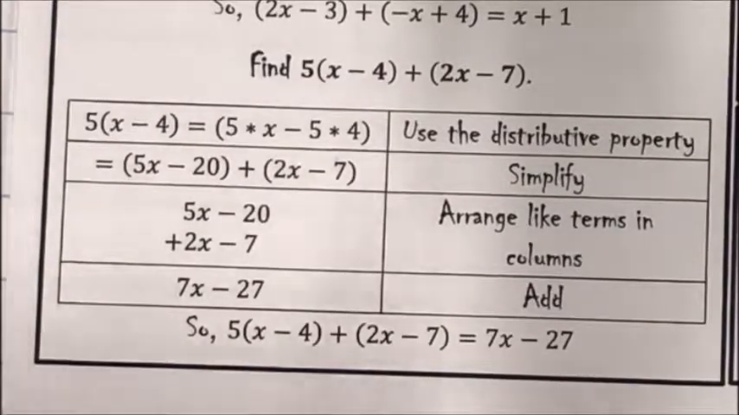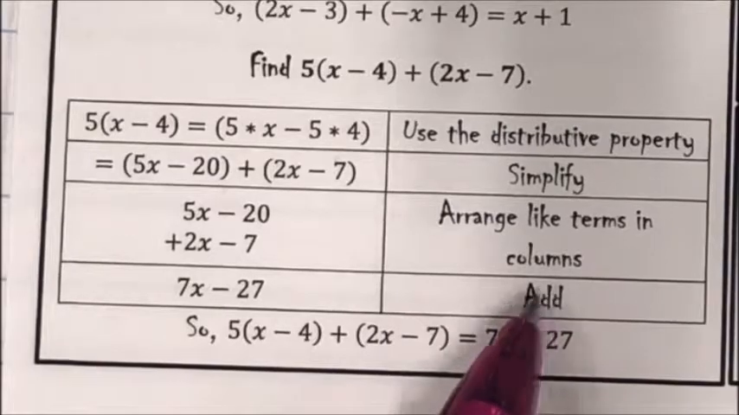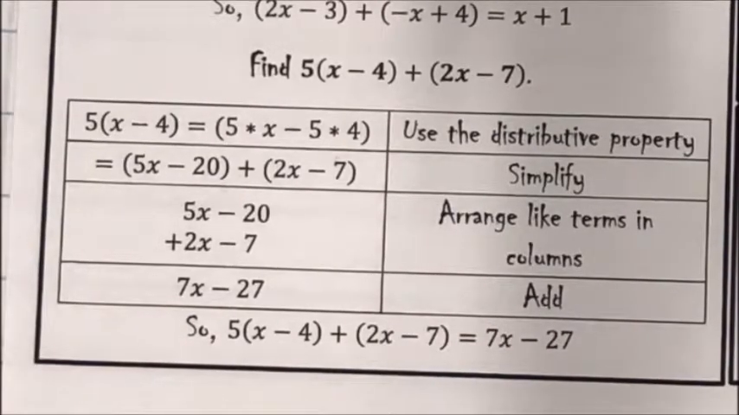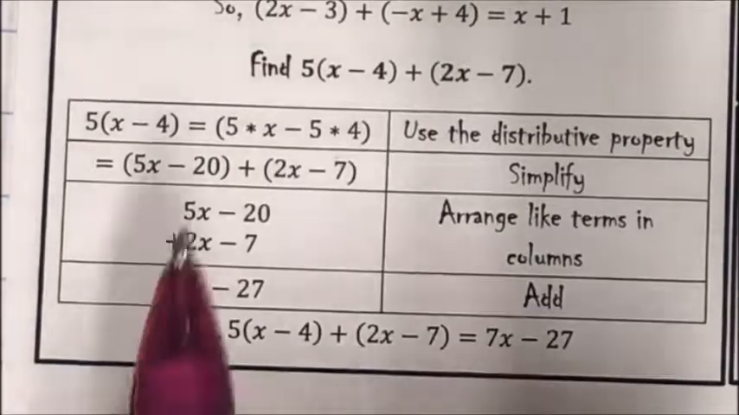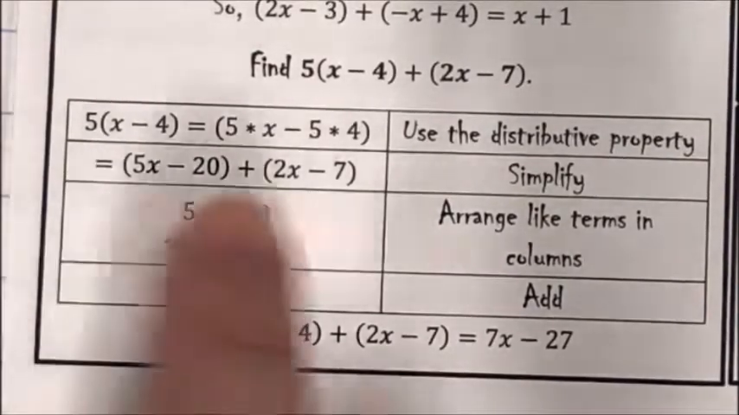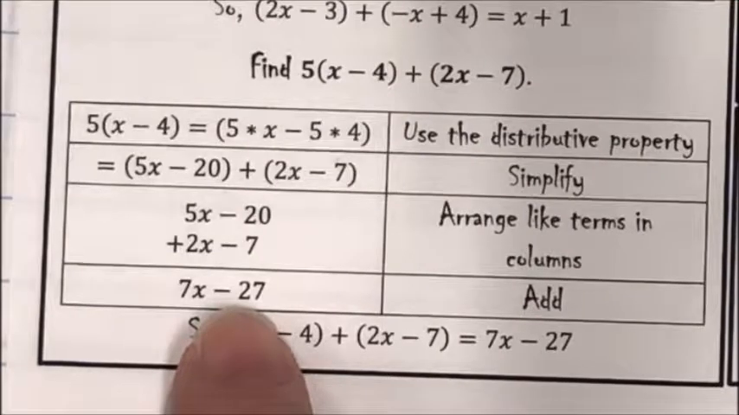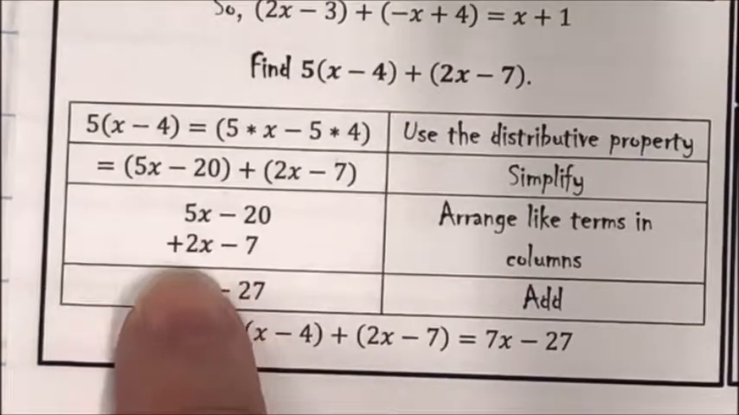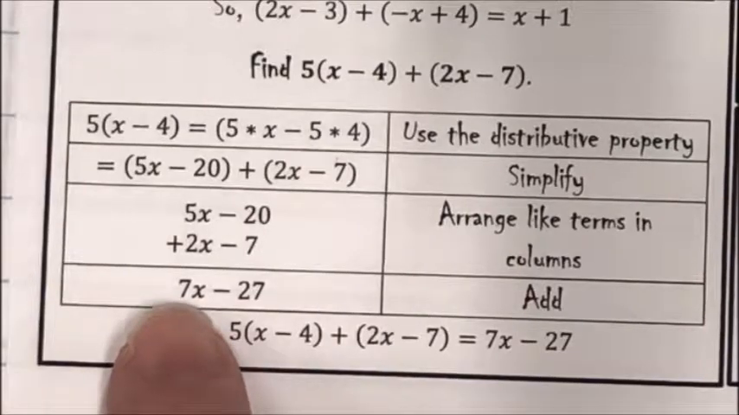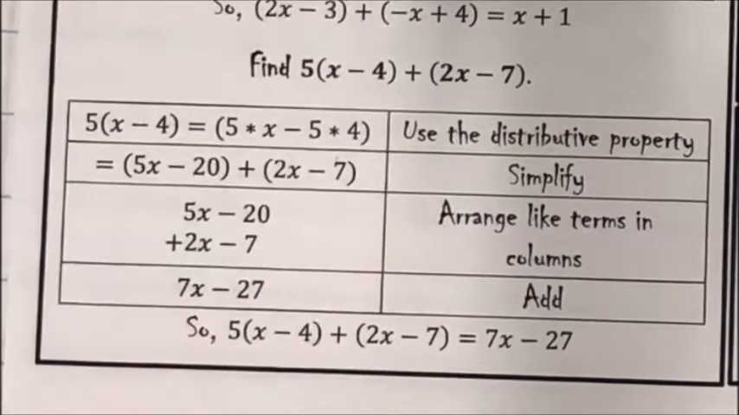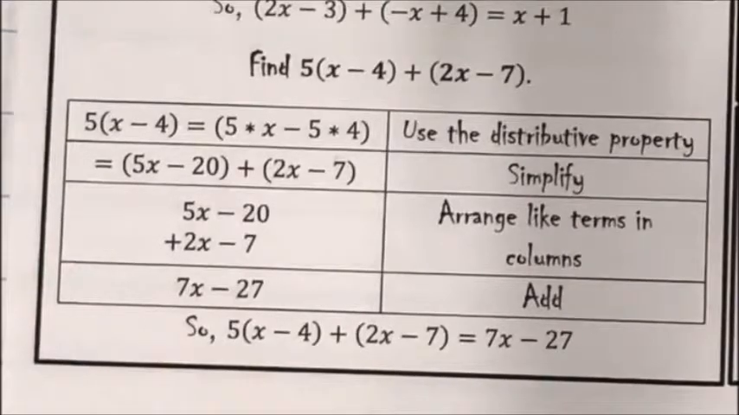So I'm going to look at what I have together. I can arrange the terms in columns just like you would when you're adding or subtracting regular numbers. So when I do that, I have negative 20 plus a negative 7. Well, negative 20 plus a negative 7 is negative 27. And then I have 5x plus 2x, which gives me 7x. So my linear equation is 7x minus 27. So 5 times the quantity x minus 4 plus the quantity 2x minus 7 equals 7x minus 27.